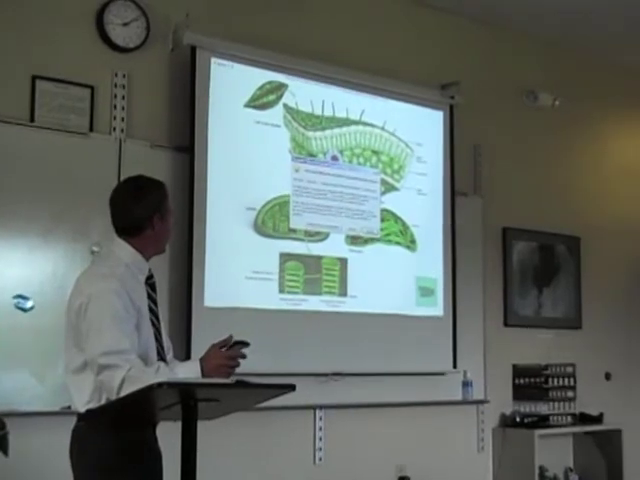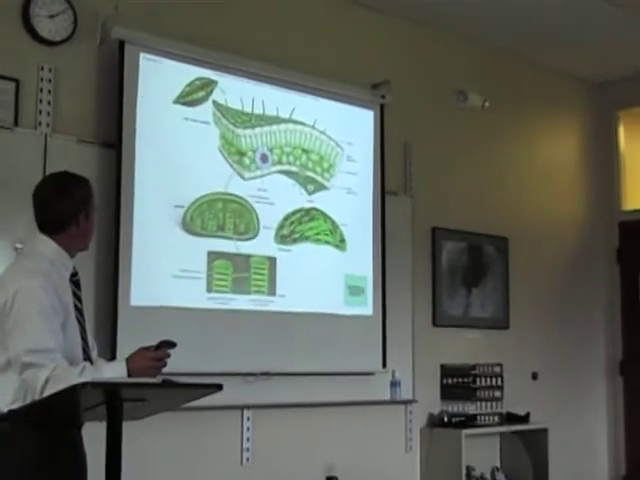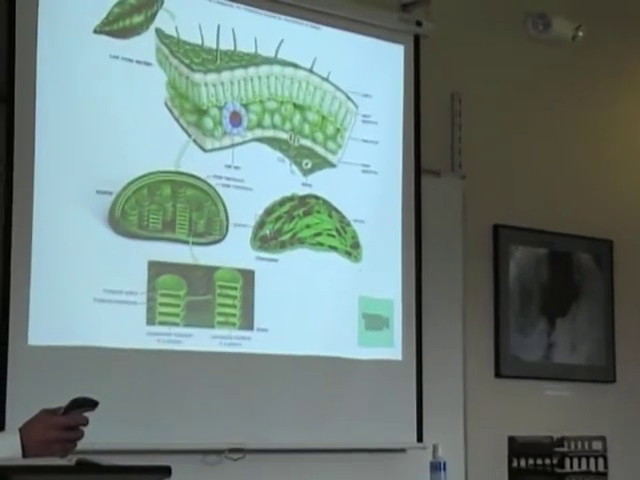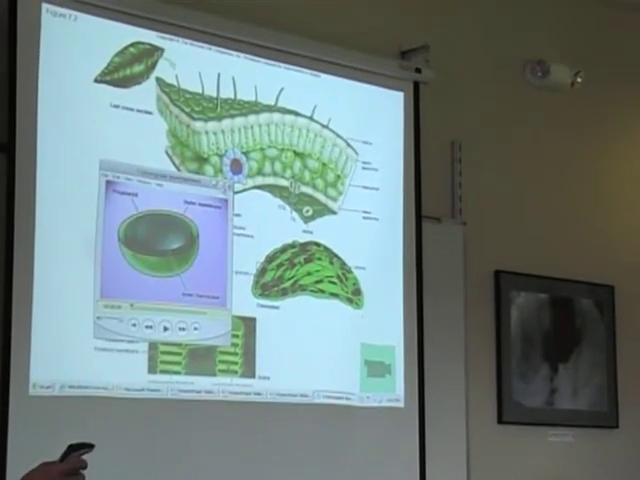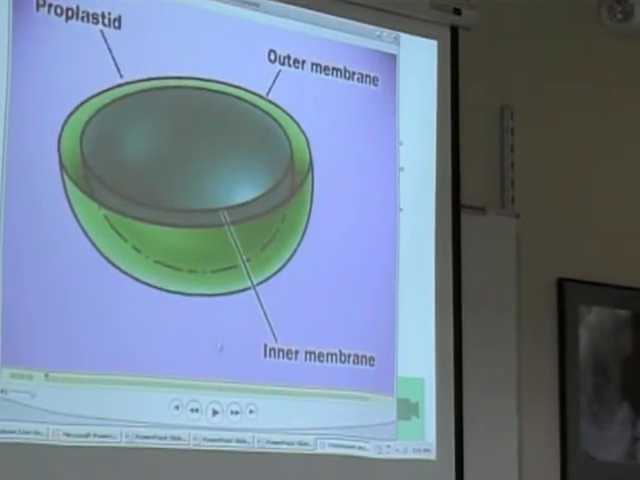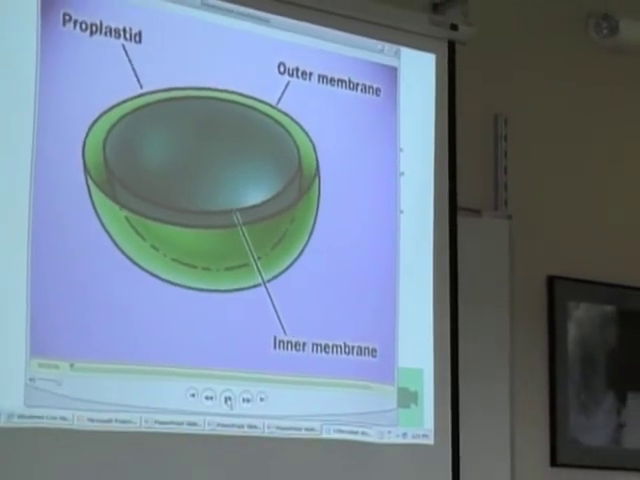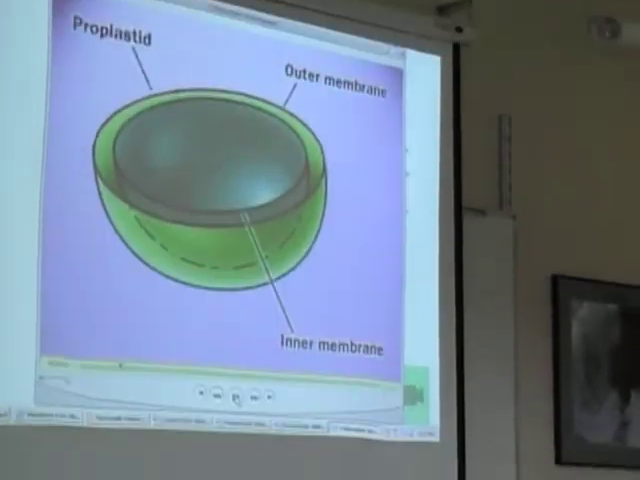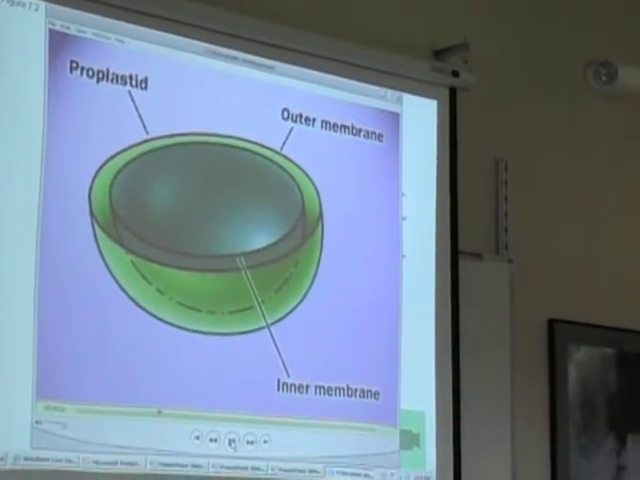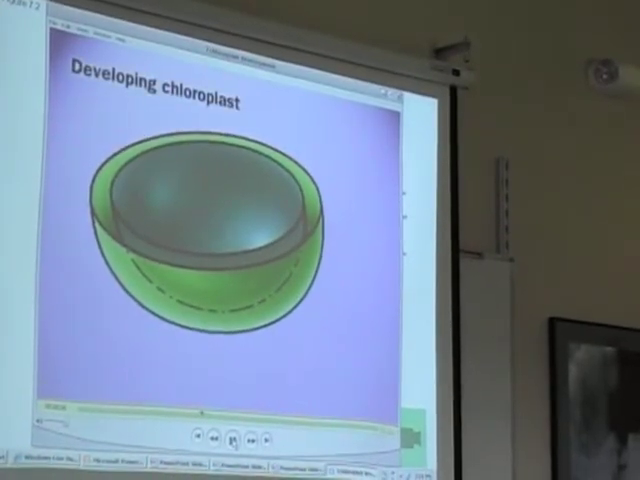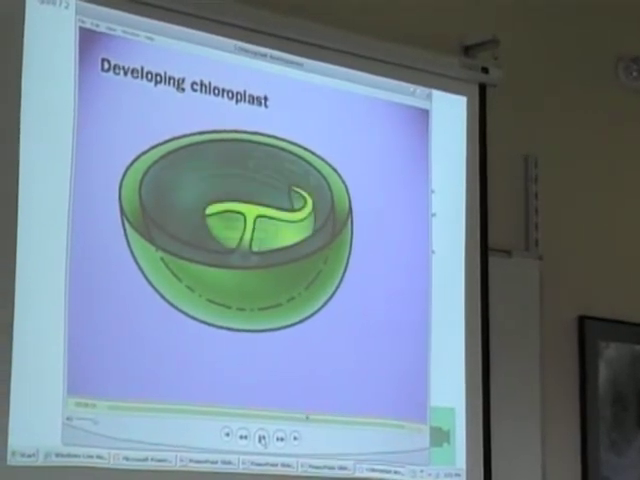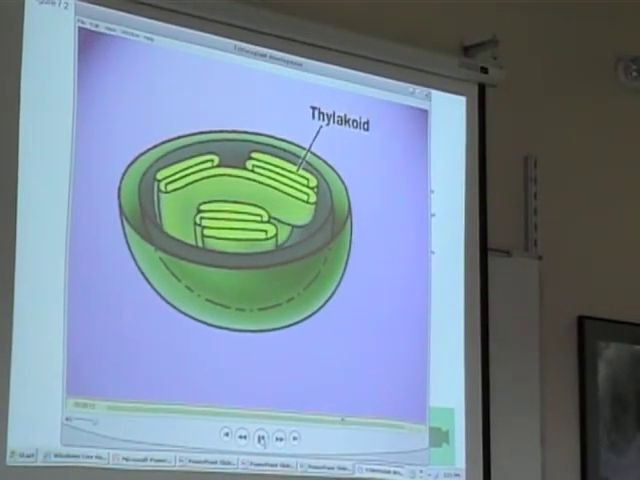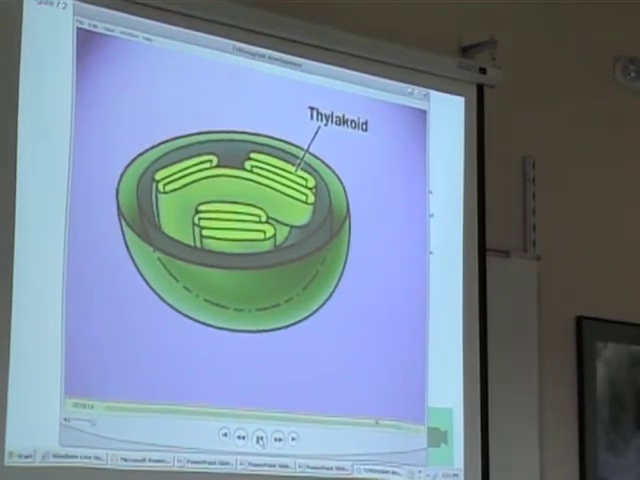Okay. Let's look at how a chloroplast forms. A proplastid develops into a chloroplast. The process begins with an infolding of the inner membrane of the proplastid. The infolding continues, and the membrane elaborates to form the thylakoid system of the mature chloroplast.